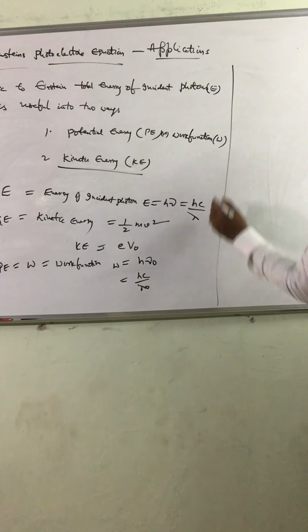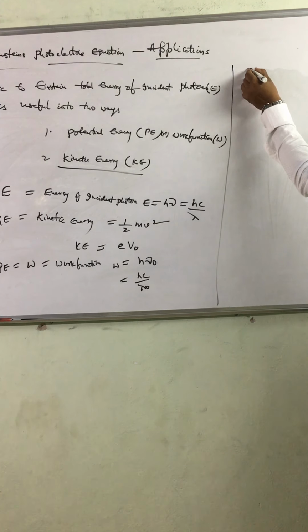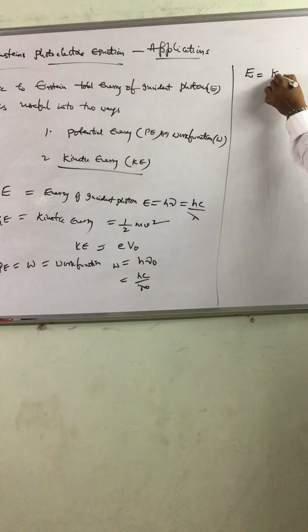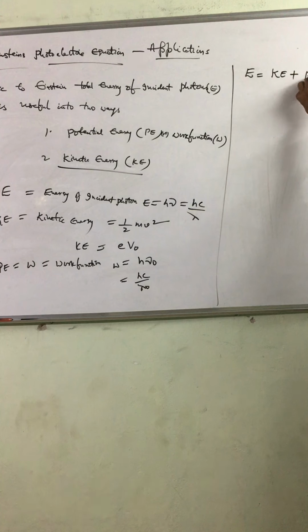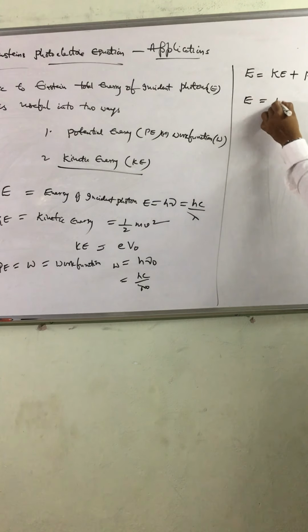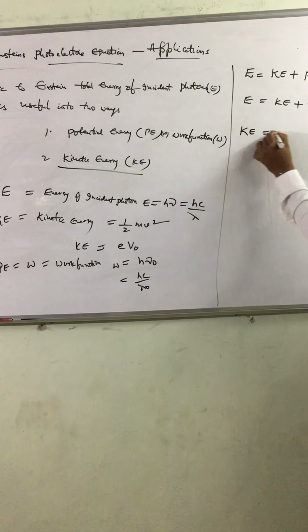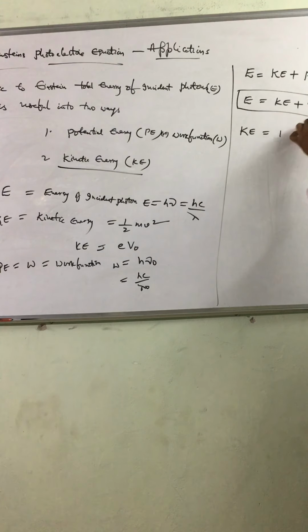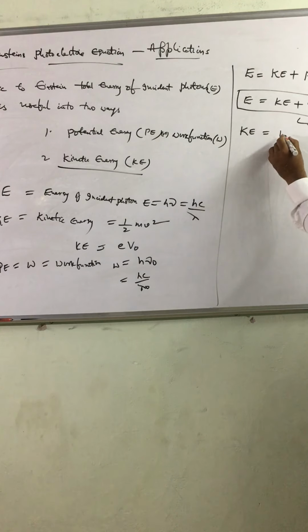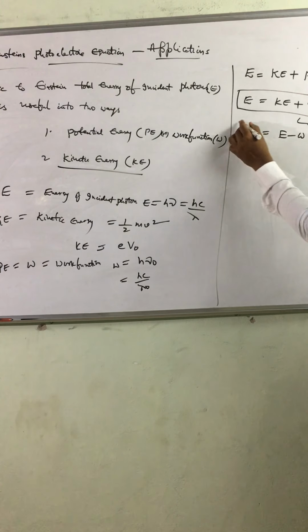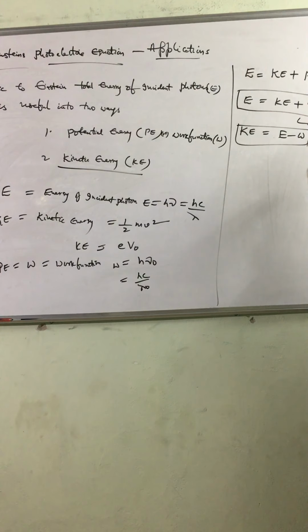So according to Einstein's photoelectric equation, the total energy of the incident photon E is equal to Ke plus W. This is equation 1. From that we have so many applications. Ke is equal to E minus W. Equation 1: kinetic energy Ke is equal to E minus W.